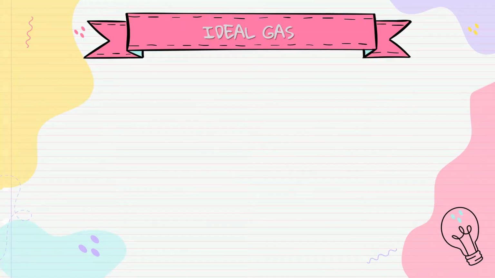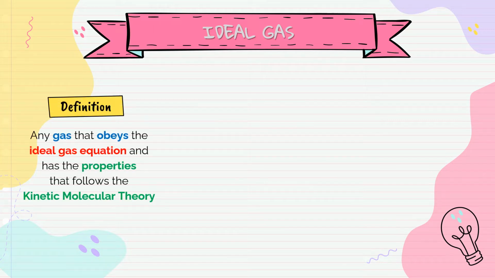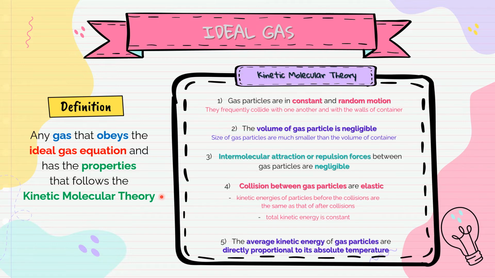Okay, what is an ideal gas? Kita tengok definition of ideal gas terlebih dahulu. Ideal gas is any gas that obeys the ideal gas equation and has the properties that follows the kinetic molecular theory. Okay, kalau awak terlupa, apakah kita punya kinetic molecular theory? So these are the 5 kinetic molecular theory.